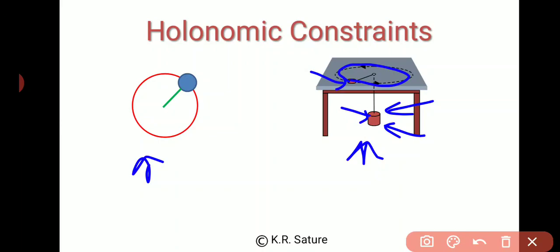So likewise we can have two constraints here. The first constraint is for the circle and the second constraint is for the radius or the distance between two particles, that is equal to L, which is the length of the string. So likewise we can again write this system as a function of coordinates and that is equal to 0. So this type of system is also a holonomic constraint.